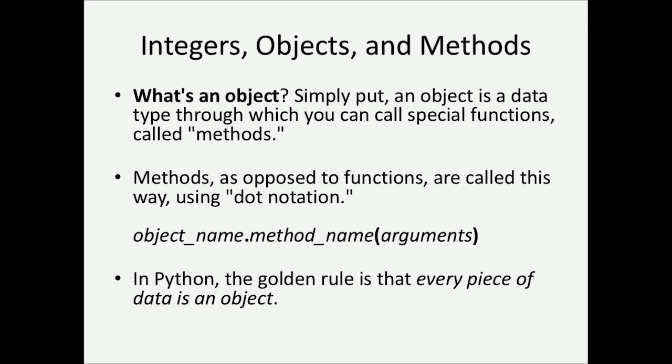Even integers have built-in capabilities. But the important principle here is that when you use one of those capabilities, you use something called methods. And the syntax for objects and methods is you give the name of an object, a dot, and the name of the method and arguments if you need them. And the object will respond by providing that service. And in Python, every piece of data is an object, believe it or not.